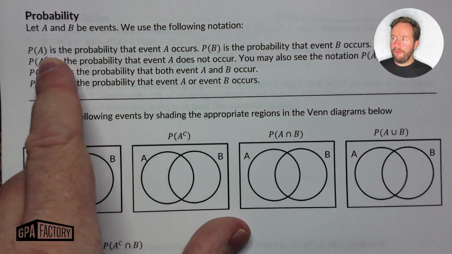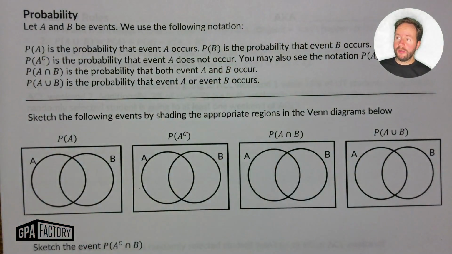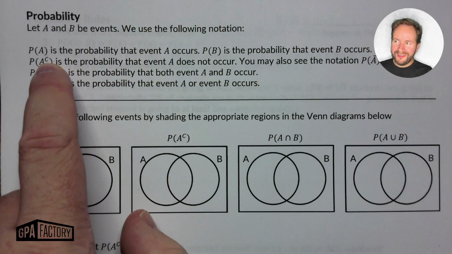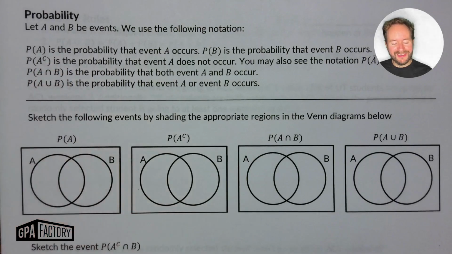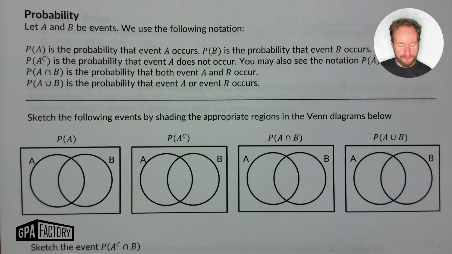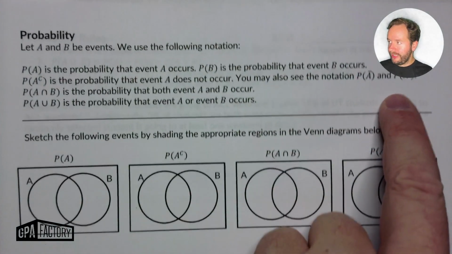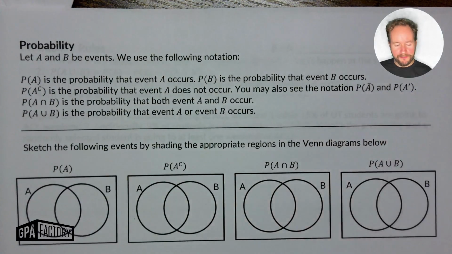So P of A is the probability that event A occurs. P of B is the probability that B occurs. With this little superscript C, what that means is the complement occurs. So that means not A, everything outside the A bubble. You might also see some similar notation, A bar or A prime.